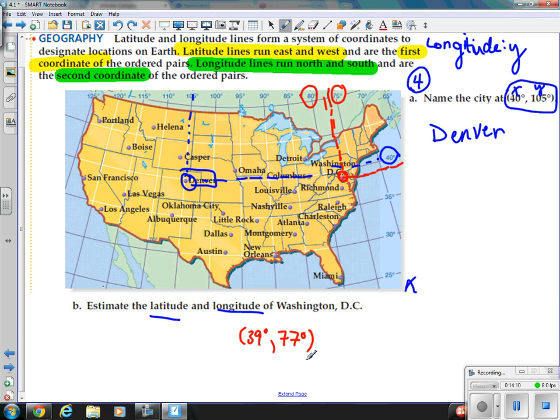There we go. And that's our coordinate plane and how we'll see it on real world stuff being on a map. And we finished up our 4.1 lesson. Thanks very much.